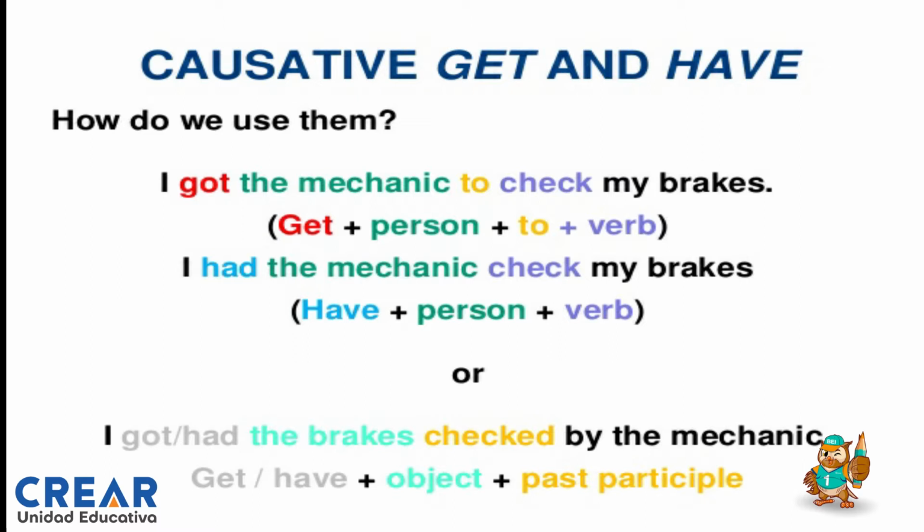Or, my dears, I got or had the brakes checked by the mechanic. Get or have plus the object plus the past participle. Well, my dears, you use this one when you want to say that you need somebody else to do your job, right? Or maybe you don't want to do it and you ask somebody else to do it.